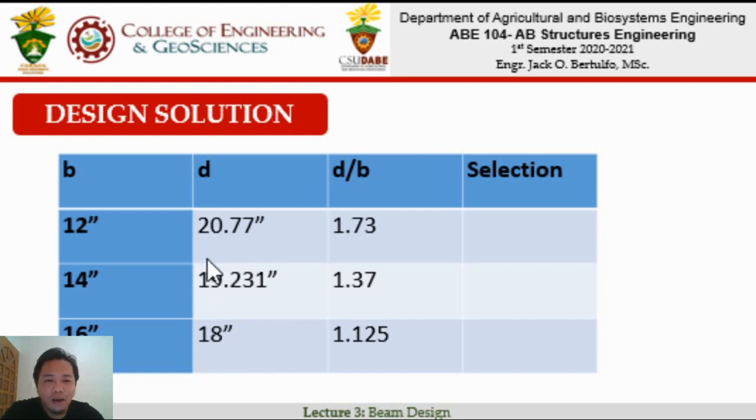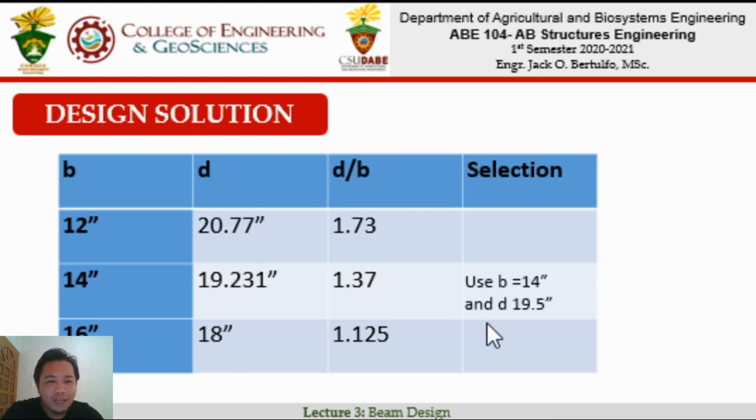So there are three, but which of these three do we need to use? First, we need to calculate the D over B ratio. So for 12, it is 1.73. Just divide 20 by 12. For 14 it is 1.37, then 1.8 for 16. Which of these should I use? I will use the 14 inches.